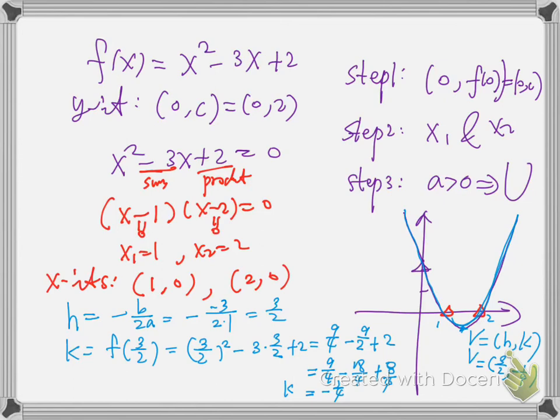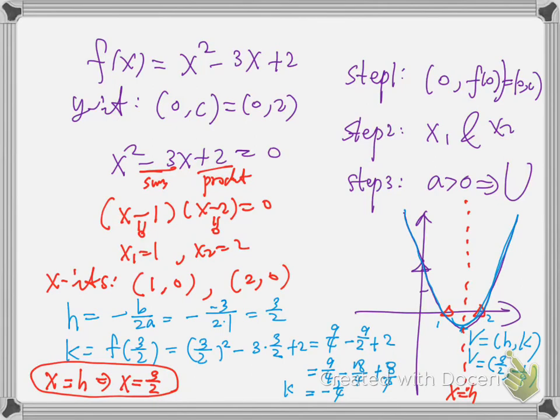And the symmetry, you see there is a line. So our parabola is symmetric with respect to this line. So what is this line? x is equal to h. So the x of symmetry is x equal to h. That implies x is equal to 3 over 2. So this is the line of symmetry, the vertical line of symmetry.